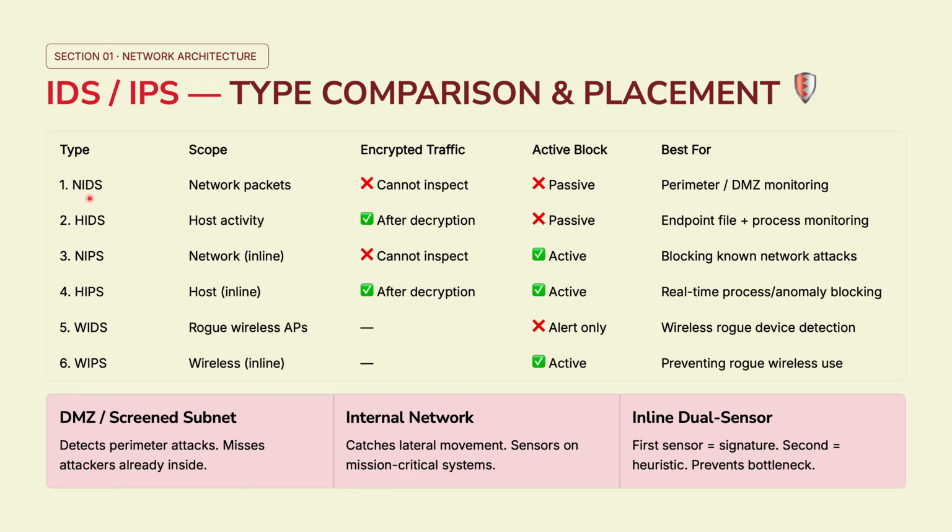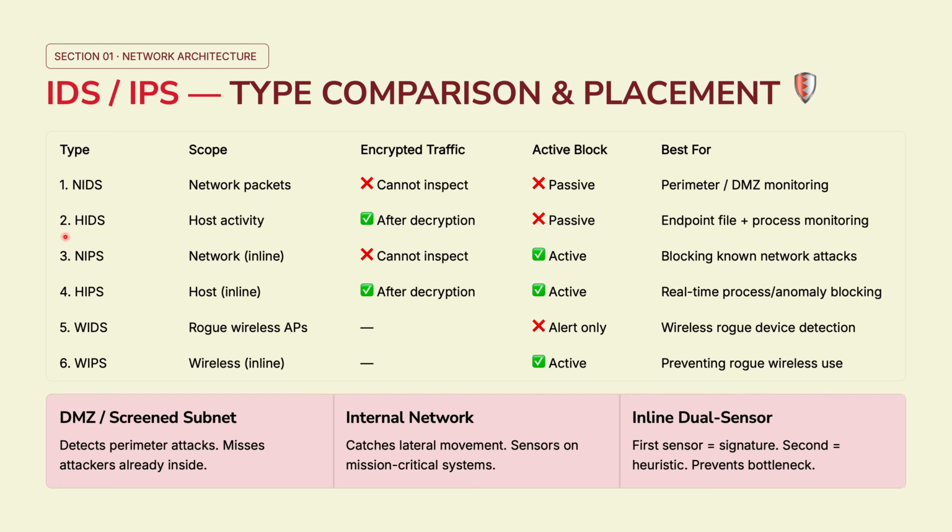It monitors network packets passively at the perimeter. However, it cannot inspect encrypted traffic, which is a critical limitation given that over 90% of web traffic now uses TLS. As a result, it's best for placing at the perimeter, DMZ monitoring.